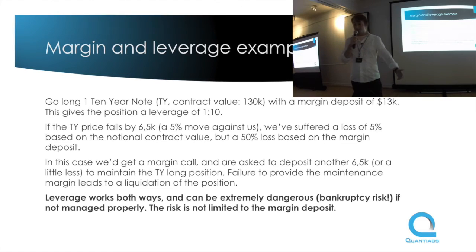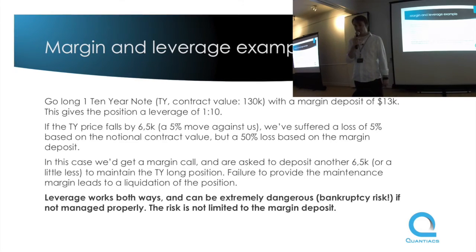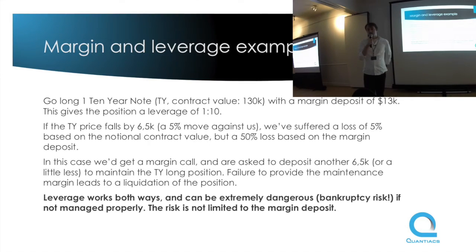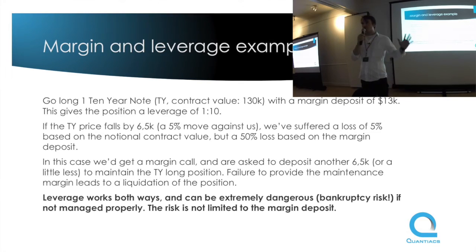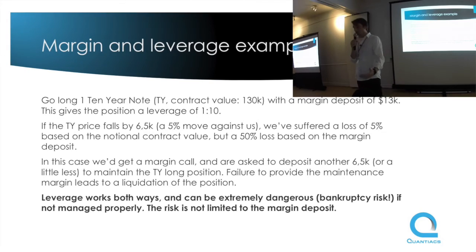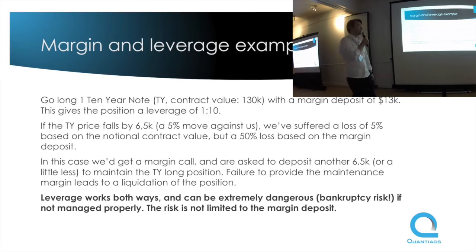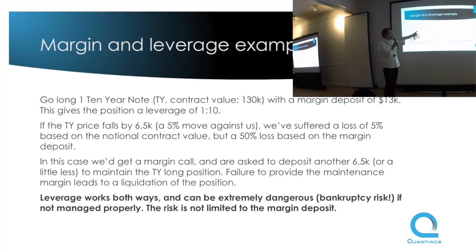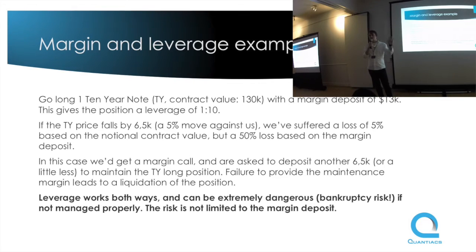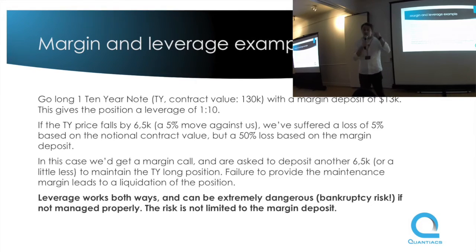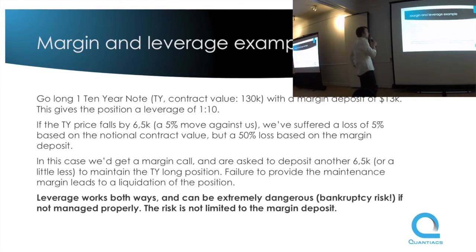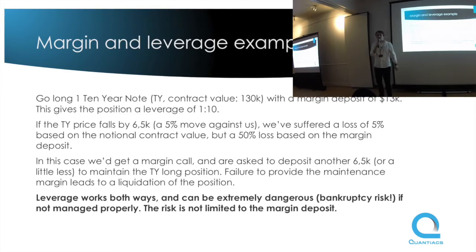But now comes the downside, or the upside, depending on how the price develops. If the 10-year note price falls by, let's assume, 6.5K, which is a 5% move against us if we think of the notional contract value, we have suffered a 5% loss based on the notional contract value. But if we base that on the initial margin that we deposited, this is already a 50% loss, because we deposited 13K and lost 6.5K. So we have lost 50% of the initial margin. So in this case, what happens if that really happens in reality?